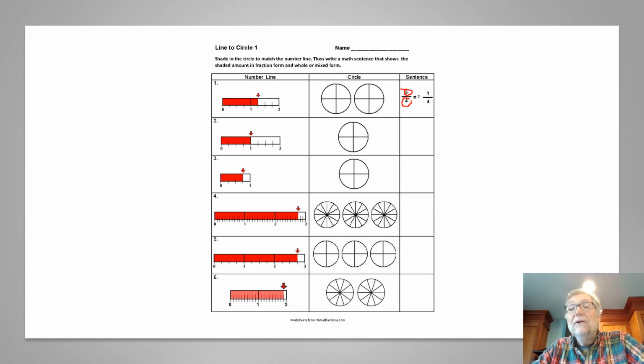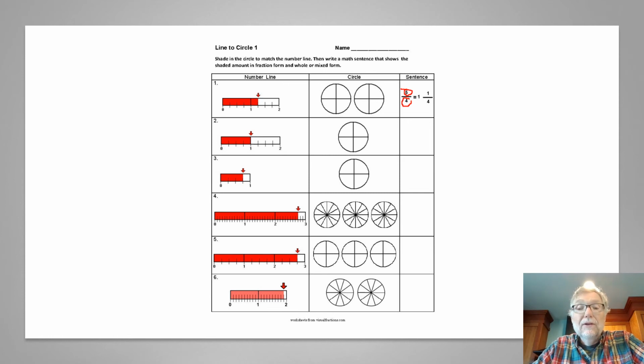Now, some of you out there who may have worked a little bit more with fractions, maybe your parents have shared it with you. This is called an improper fraction, where the numerator is bigger than the denominator. And then it also can be written as 1 1/4.